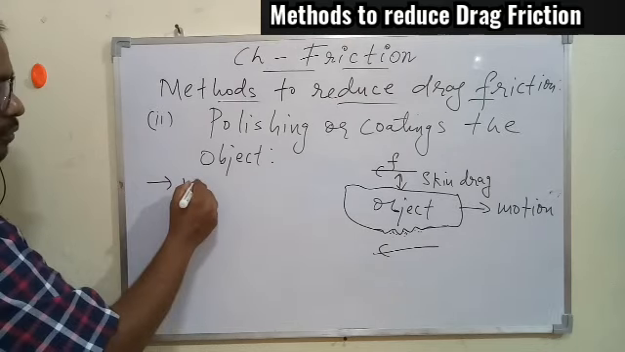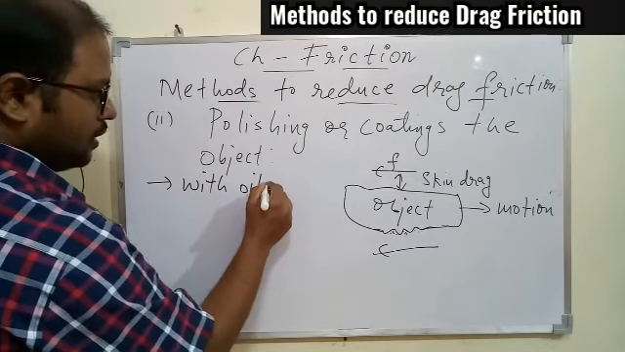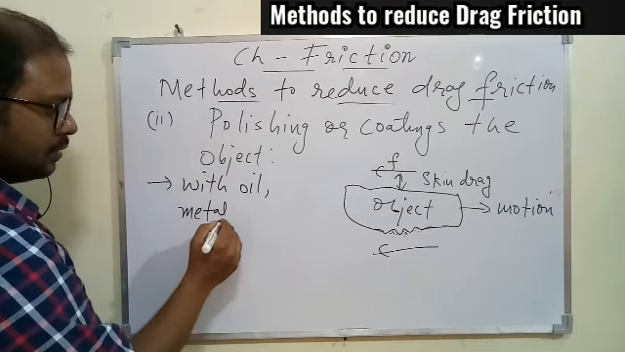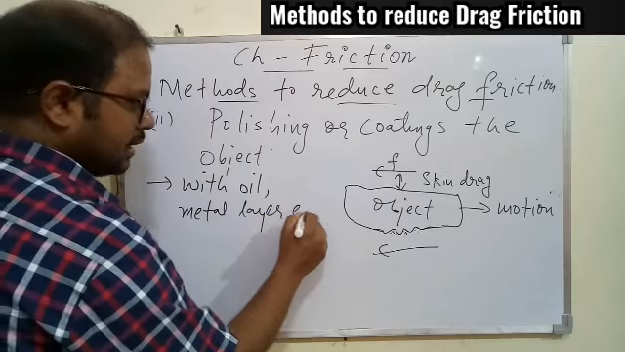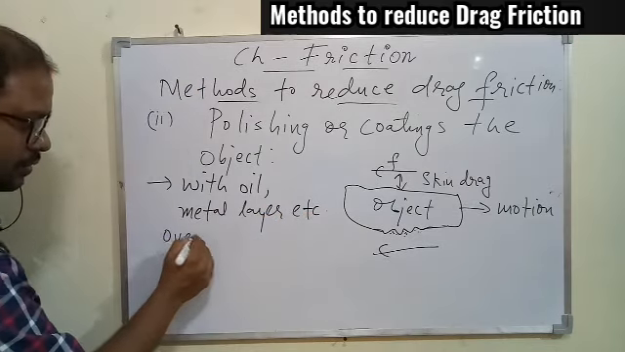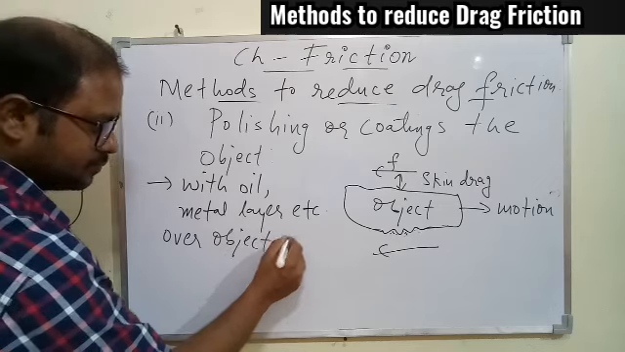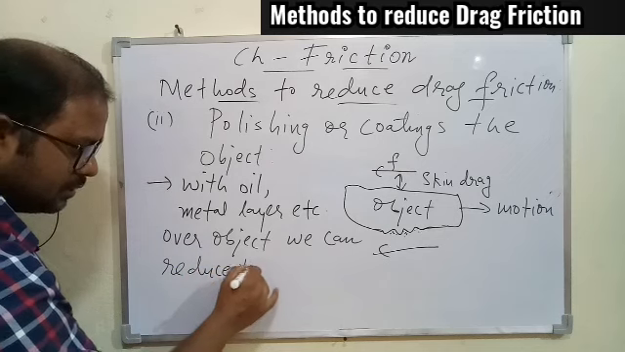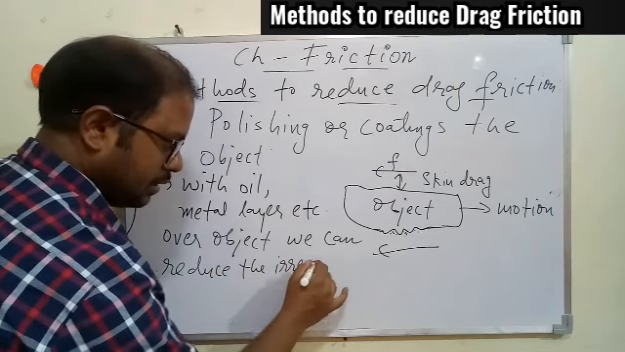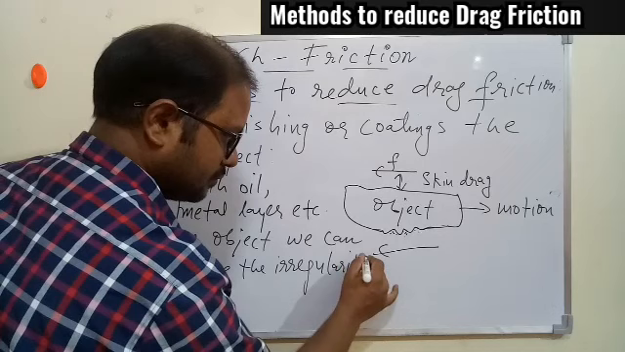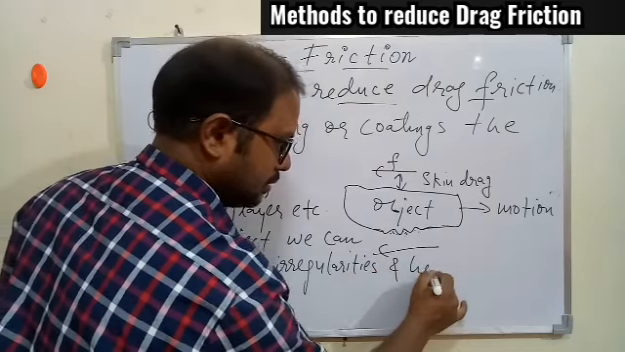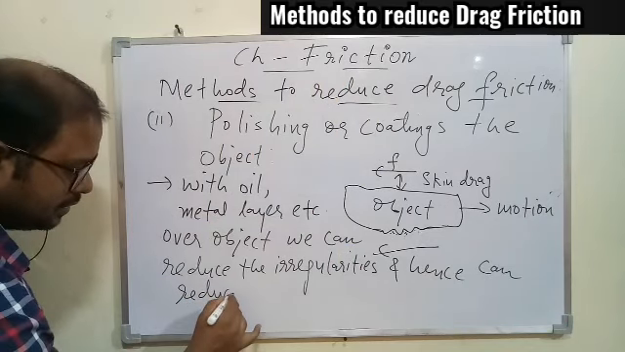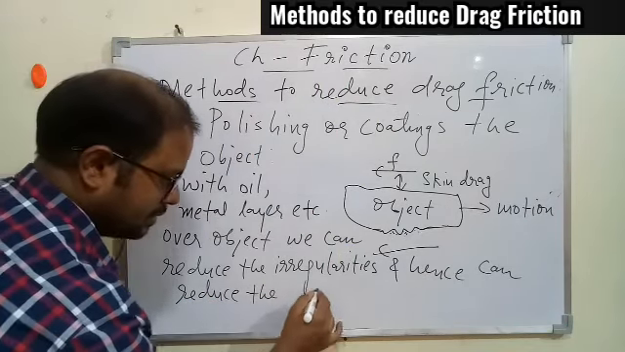So we can say with oiling or oil, metal layer, etc. over the object, we can reduce the irregularities and hence can reduce the skin drag.